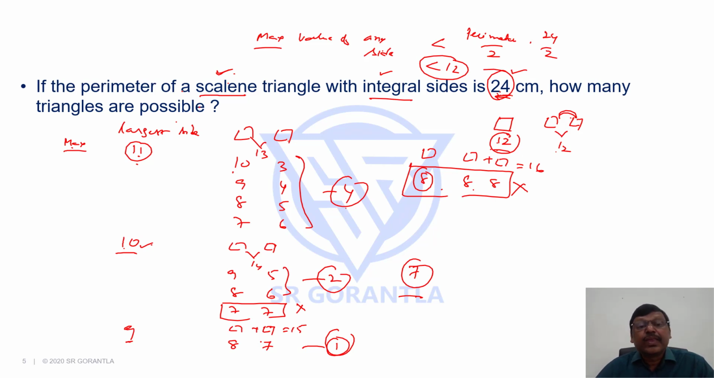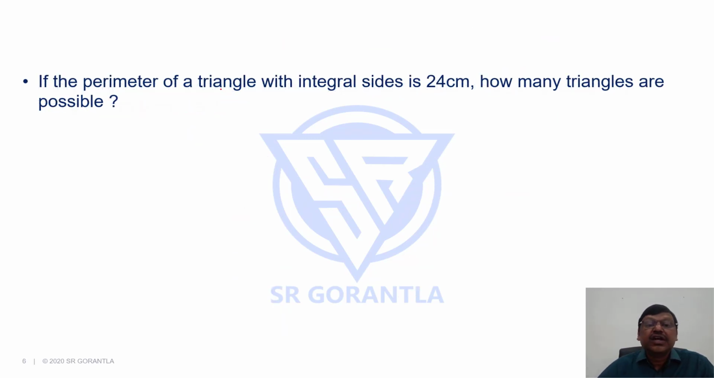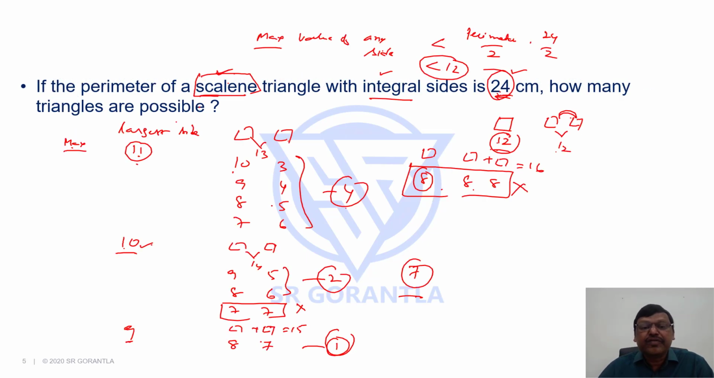Right? Next, suppose I have not put the word scalene in the question. If the perimeter of a triangle with integral sides is 24 centimeters, how many triangles are possible? So now I am not specifying whether it's a scalene, isosceles or equilateral triangle. Then what happens? If you go back to the previous question, what are the options we eliminated? This one option and this is one more option. These two options also will be considered.